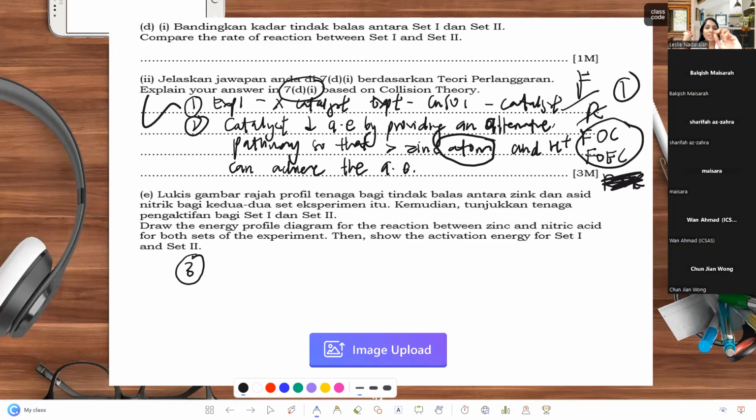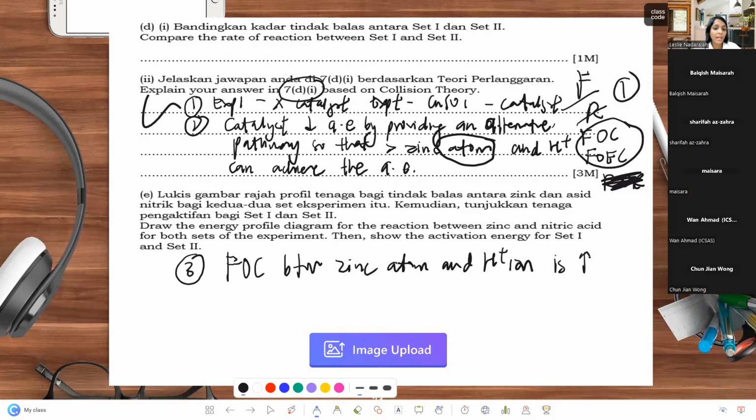Okay, when you're doing something as specific as this, look at how teacher answers. Frequency of collision between, okay. Remember just now we worked so hard to get the name of the particles. You have to write down: between zinc atom and hydrogen ions, is higher where? In which experiment? Experiment 2 or experiment 1? Which one had the catalyst? 2. Very good. So it's higher in experiment 2 compared to experiment 1.